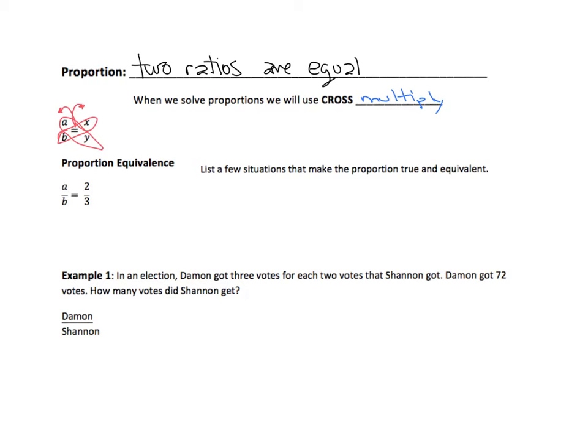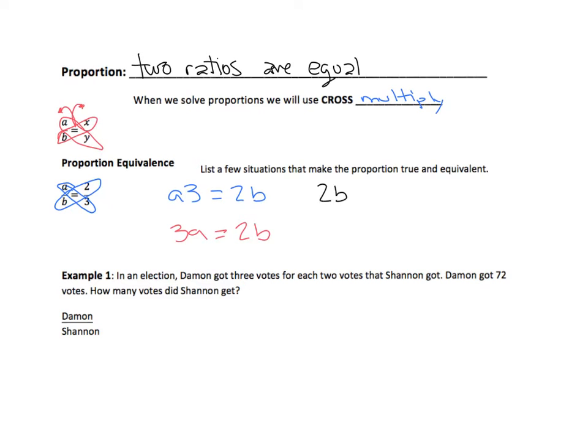See, so beautiful. So let's look at proportion equivalence. How many different ways can we write out a situation if we have these 2 values that we're cross multiplying? So we can have A3 equals 2B. You can have 3A equals 2B.